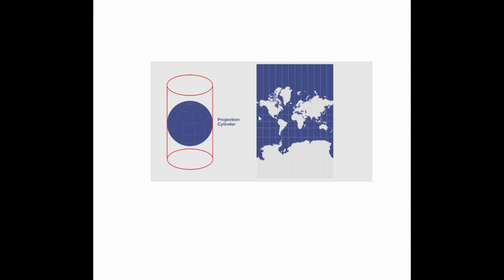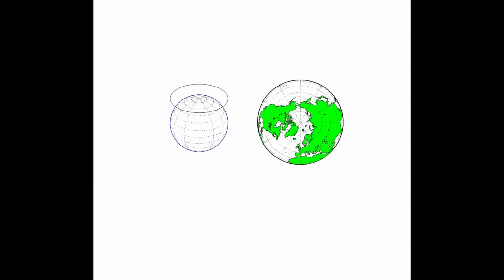And so the line of tangency in a cylindrical one going this way is running along the equator around this way. So they're really nice for a world map, as long as you know that the size of the objects has been distorted towards the poles. The next one is the azimuthal one.